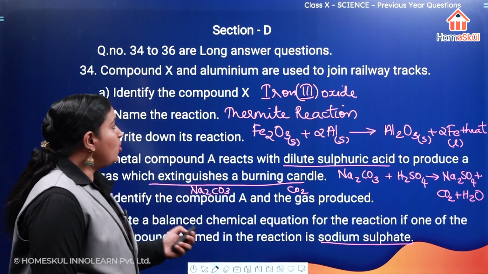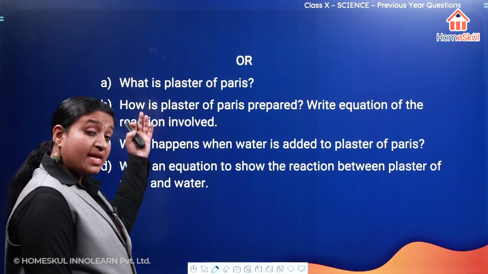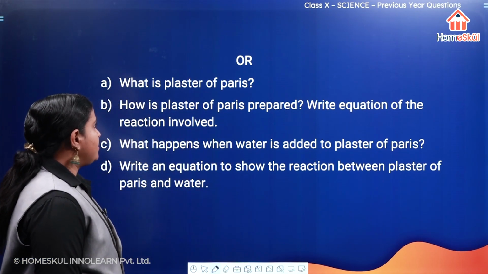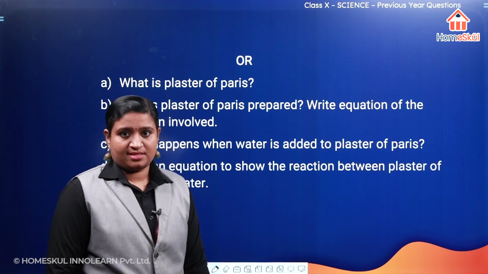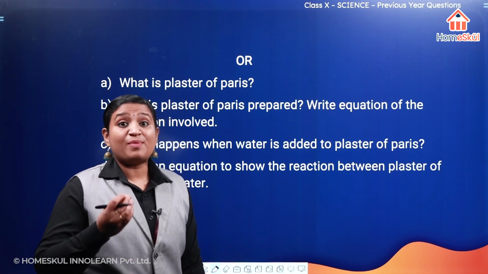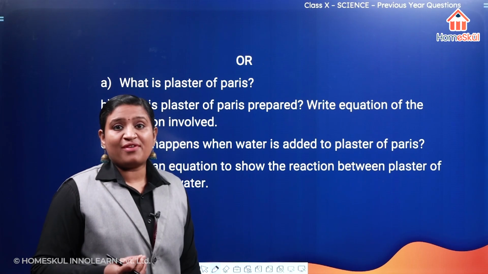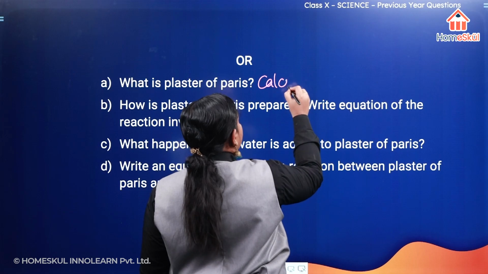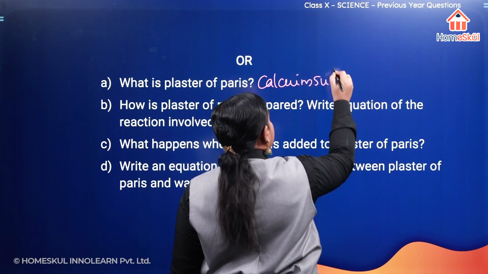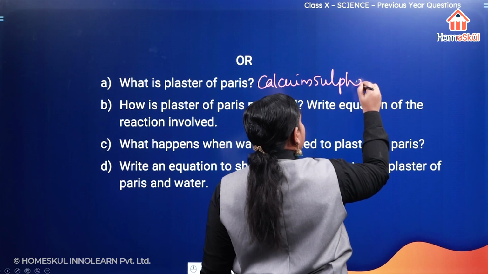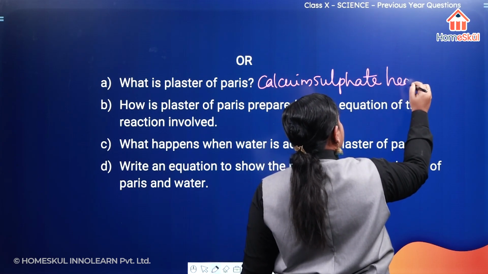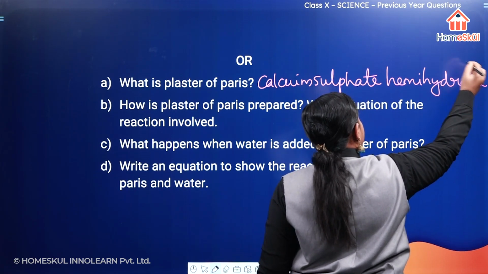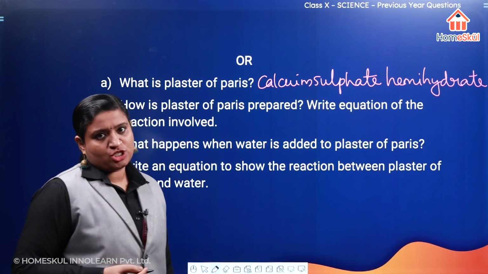Okay. Moving to its OR question. So, either you can attempt that question or you can write this question. Let's see the answer for this OR question. What is plaster of Paris? We know plaster of Paris is calcium sulfate hemihydrate. Isn't it? That is calcium sulfate hemihydrate. Okay, hemihydrate. Or you can say it is CaSO4 half H2O.